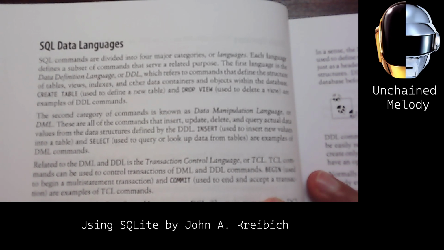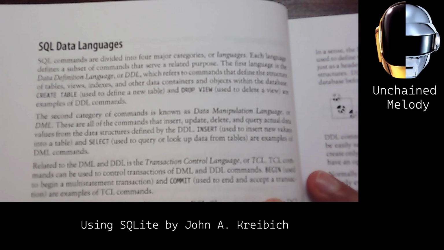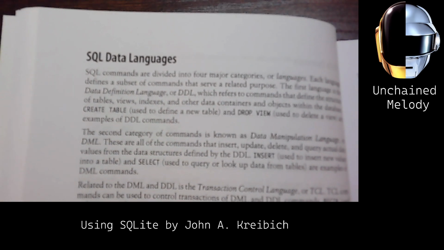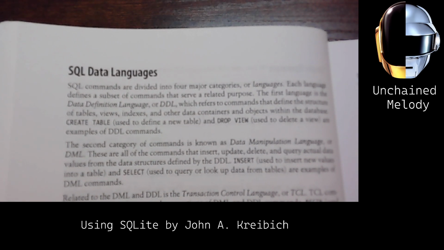SQL commands are divided into four major categories or languages. Each language defines a subset of commands that serve a related purpose. The first language is the Data Definition Language or DDL, which refers to commands that define the structure of tables, views, indexes, and other data containers and objects within the database. Create table, used to define a new table, and drop view, used to delete a view, are examples of DDL commands.